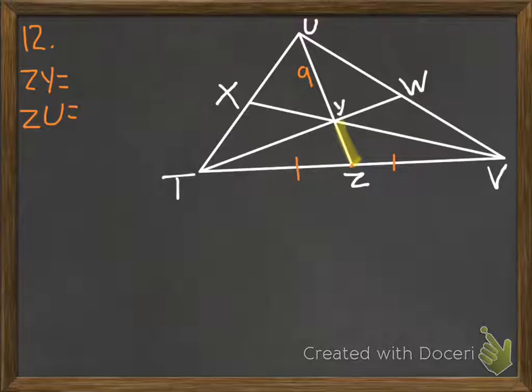Okay, for number 12, it asks you what is the length of ZY, and ZY is from the centroid down to the midpoint. So that point is half the length of what I'm highlighting here, this upper half, that 9. So if you do 9 divided by 2, you would get 4.5 for ZY. Then ZU is the full length of that whole median. So I would add the 9 and the 4.5, and I would get 13.5.